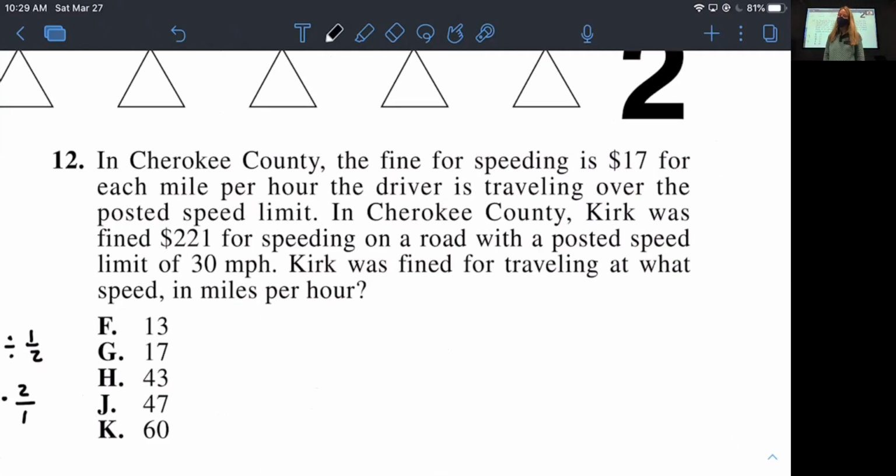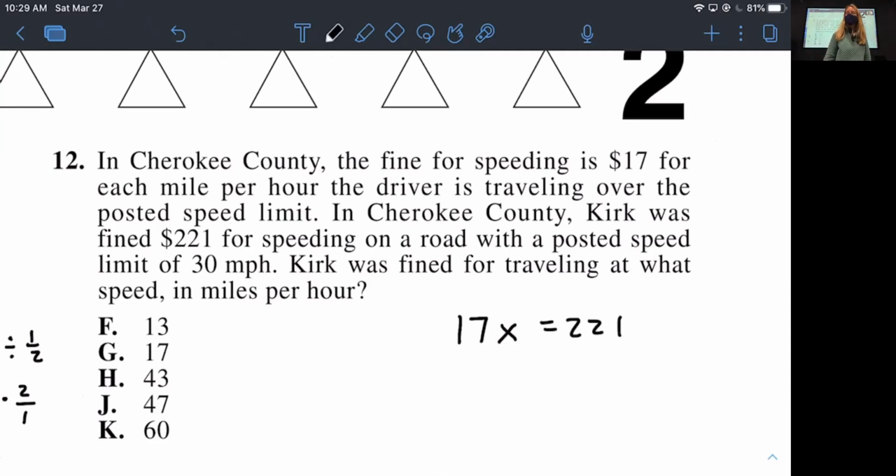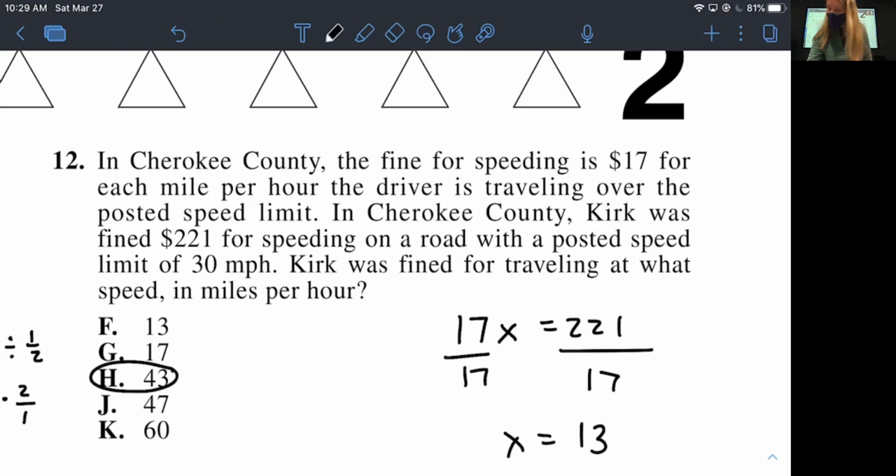In Cherokee County, the fine for speeding is $17 for each mile per hour the driver is traveling over the posted speed limit. Kirk was charged a $221 speeding ticket. So 17 times X, the number of miles that he was going over the speed limit, is equal to 221. Divide both sides by 17, and X is going to be 13. So he was going 13 miles per hour over the posted speed limit. What was the posted speed limit? 30. So how fast was he going? 43. Is that okay for number 12?